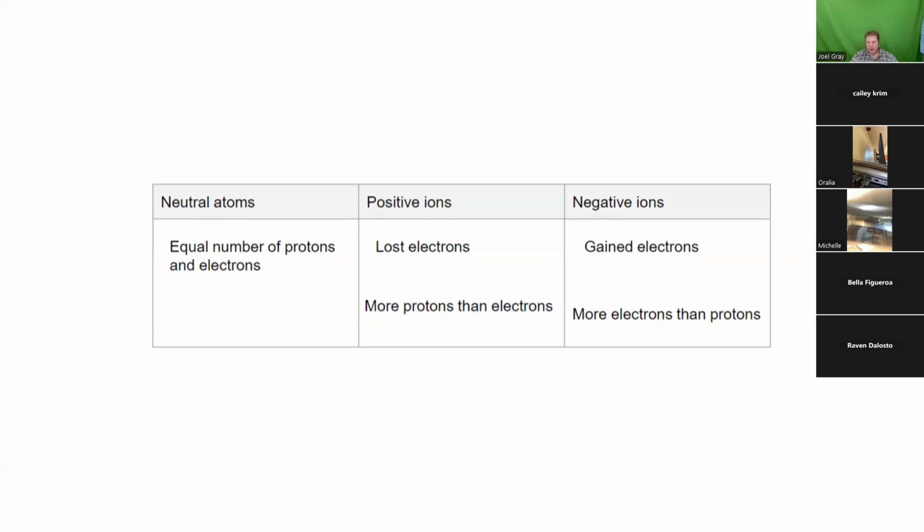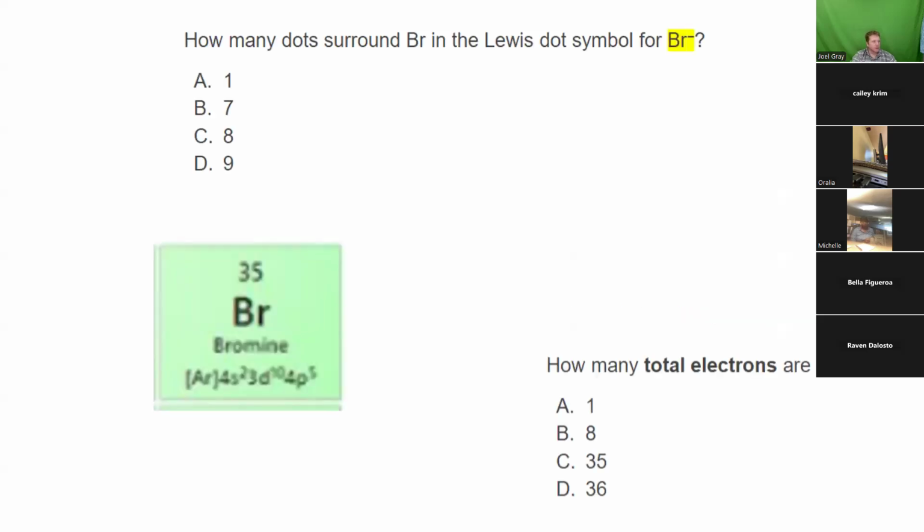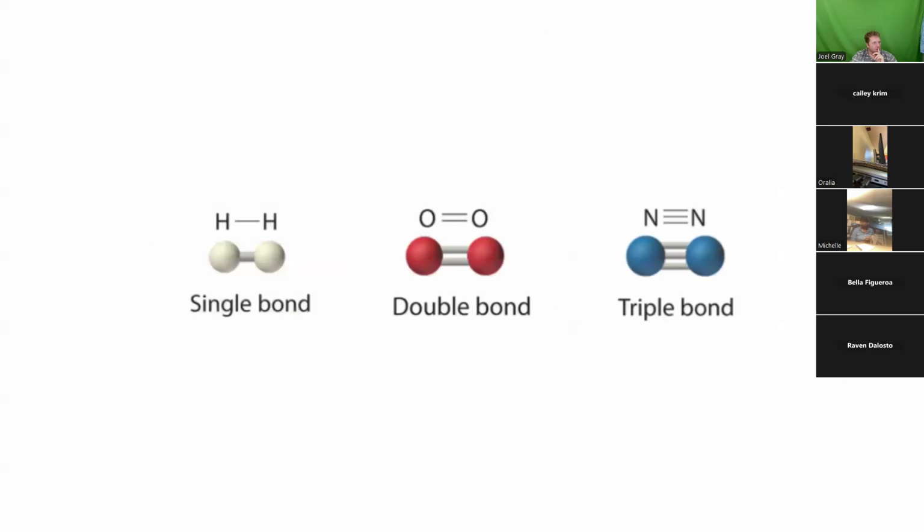Now, positive ions lose electrons, negative ions gain electrons. Negatively charged ions have more electrons than they have protons. Positive ions have fewer electrons than they have protons. We talked about this as an example.